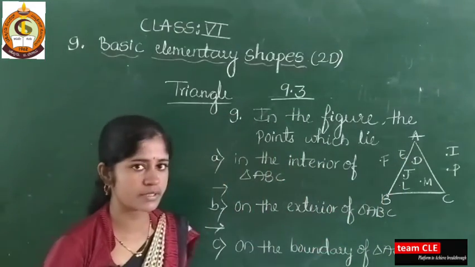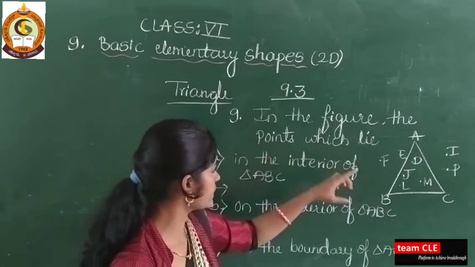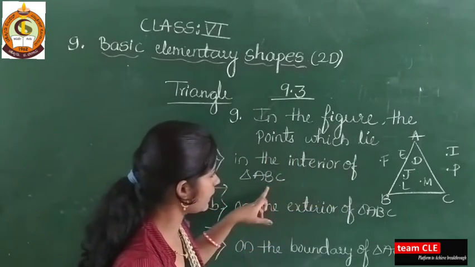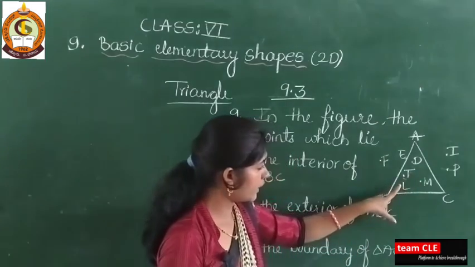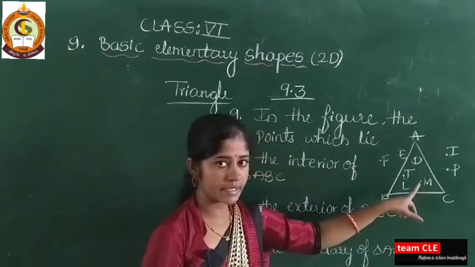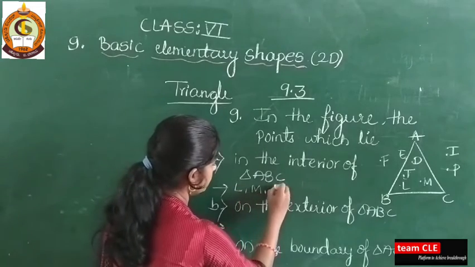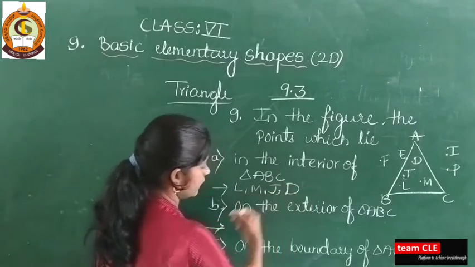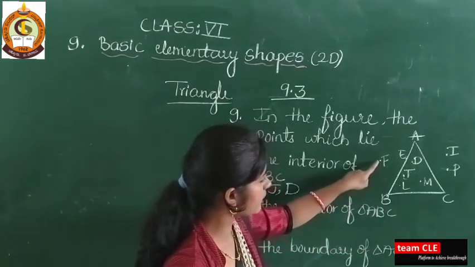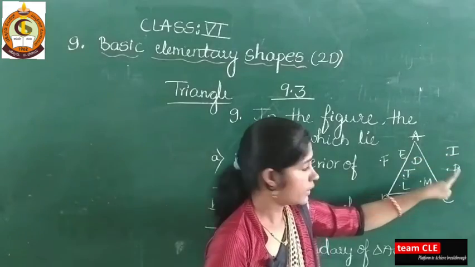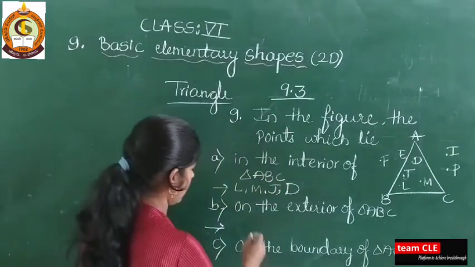So after watching this figure, you can tell very easily the points which lie in the interior of triangle ABC. Tell me which points are there? D, J, L, M. Interior means inside the triangle. Then tell me here L, M, J and D. Understood? Next, on the exterior of triangle ABC, which are there? F, I, P. Exterior means outside the triangle.